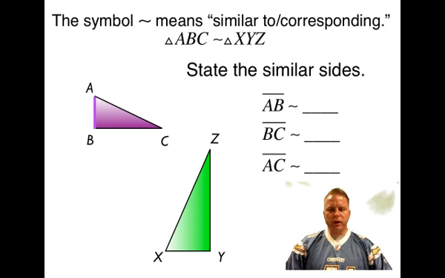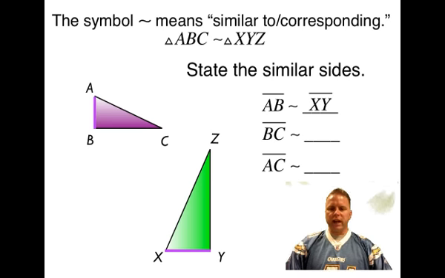Looking at triangle XYZ, which side would seem to match up to it? Well, the way I look at it, side AB is connected to a right angle, and it seems to be the shorter of the two sides connected to the right angle. So if I find the right angle in triangle XYZ, the green one, what side seems to be shorter of the two connected to the right angle? Hopefully you're saying XY. So we would say that side AB is similar to side XY.